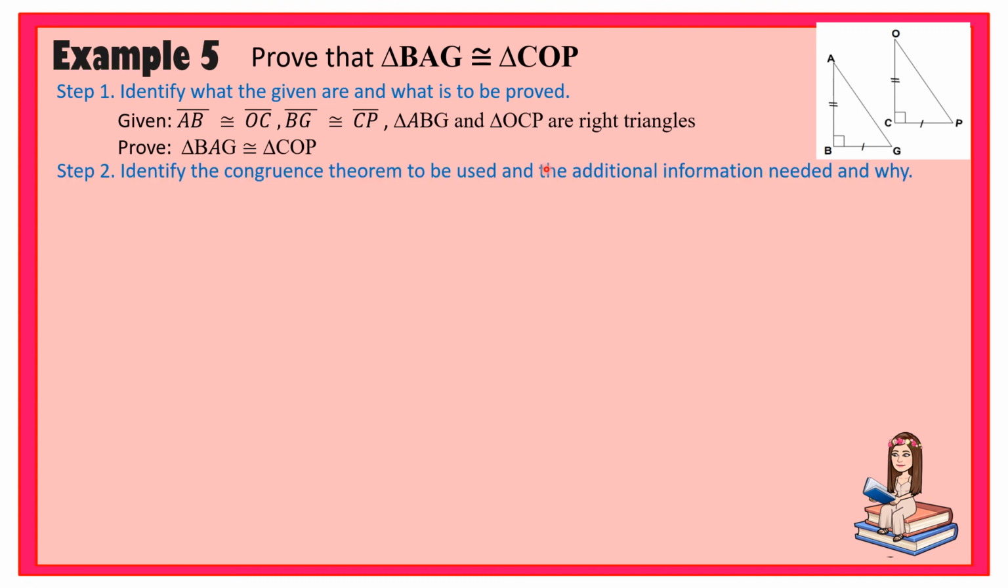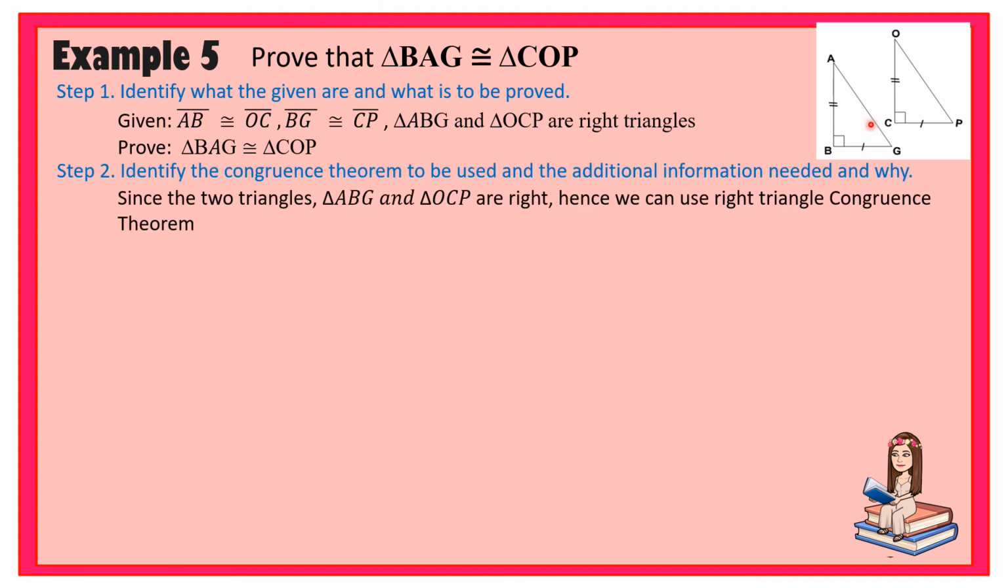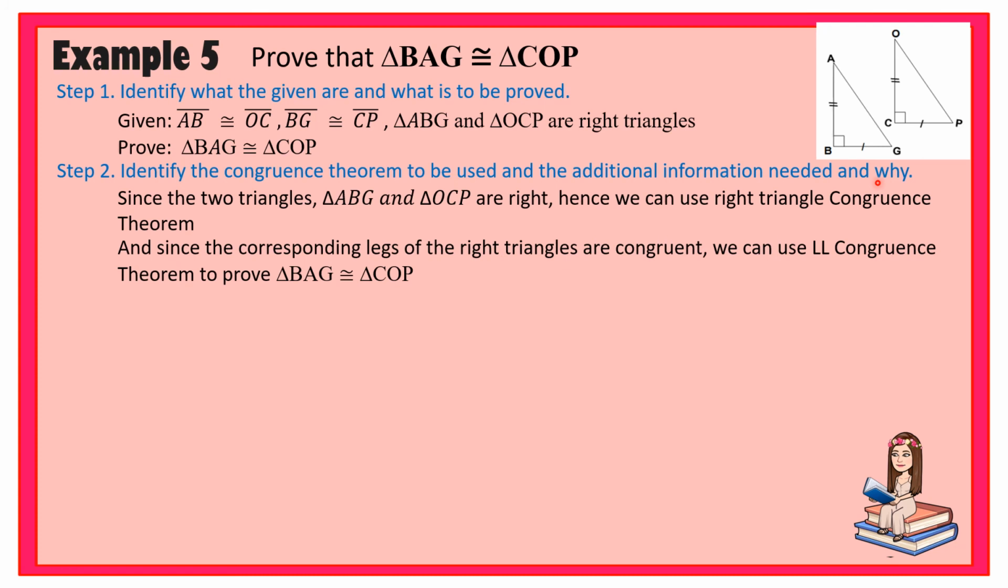Let's now have our plan. So the first one, since the two triangles ABG and OCP are right, hence, we can use right triangle congruence theorem. Yung mga inaral natin kanina. Okay. Pwede rin naman yung mga dating theorems, pero dahil meron naman tayong right triangle, we may use the right triangle congruence theorem. Okay, let's have this. Since the corresponding legs of the right triangle are congruent, we can use the LL congruence theorem to prove that BAG is congruent to COP. Kasi meron tayong dalawang leg. So, leg-leg theorem ang gagamitin natin.